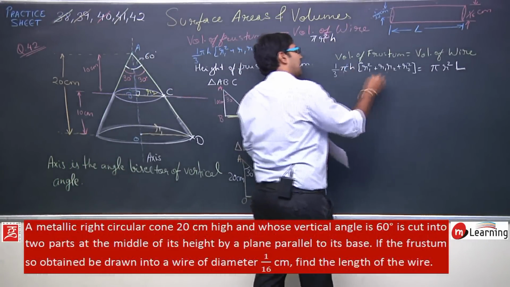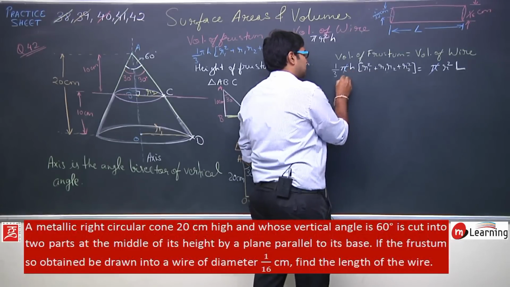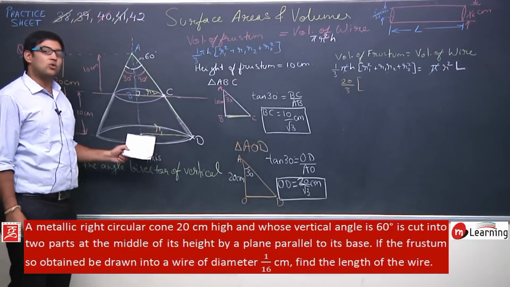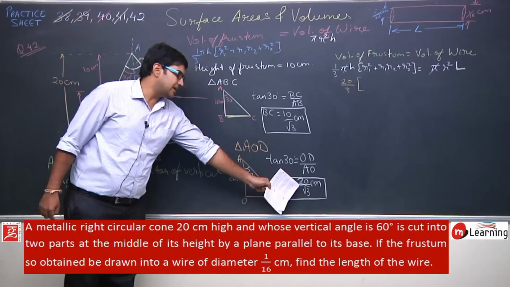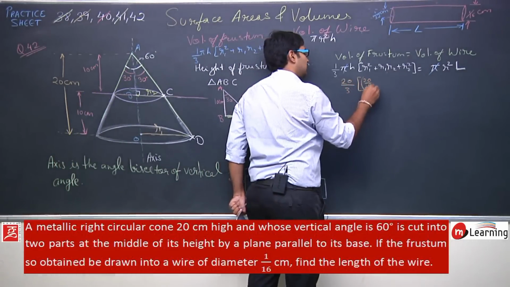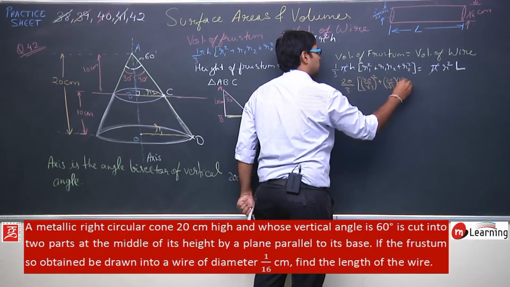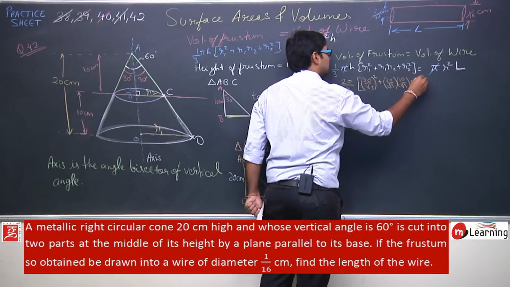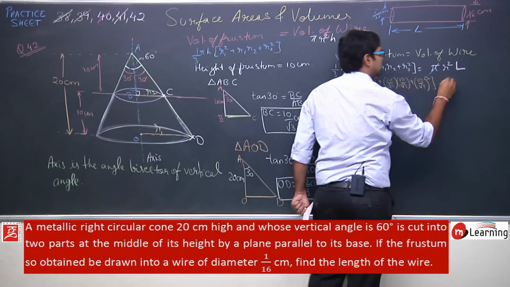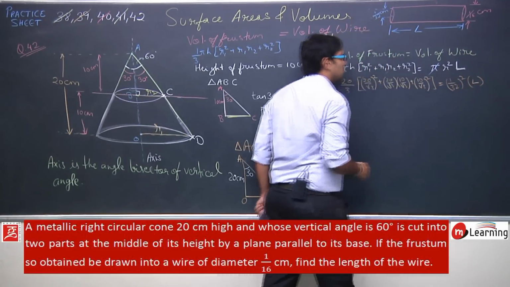By solving this, this pi and this pi will get cancelled. Anything else to cancel? No. Now the height of the frustum is 20 upon 3, times the bracket. What is R1? R1 is this one, OD. So in place of OD it is 20 upon root 3, so the square of 20 upon root 3, plus R1 is 20 upon root 3, R2 is 10 upon root 3, plus R2 square, 10 upon root 3 square. This is equal to the radius of this wire, 1 upon 32 square, into L, which is unknown.